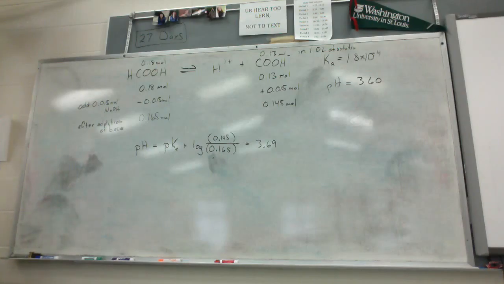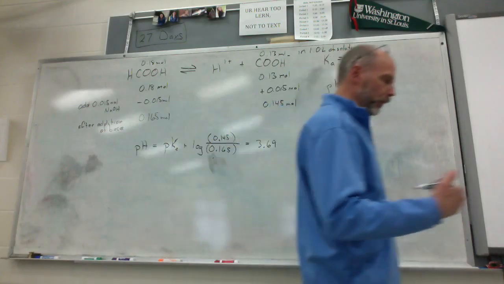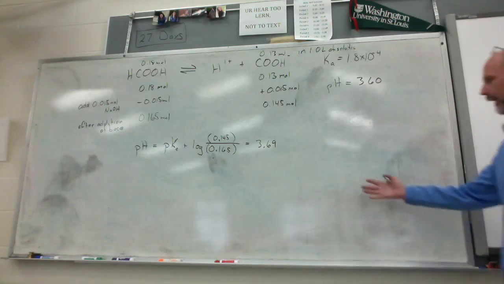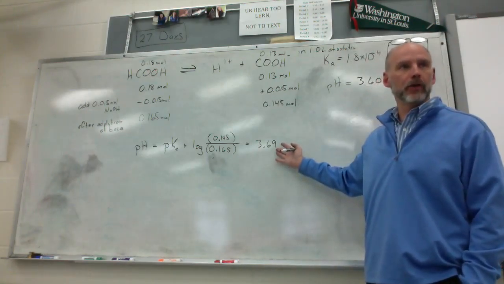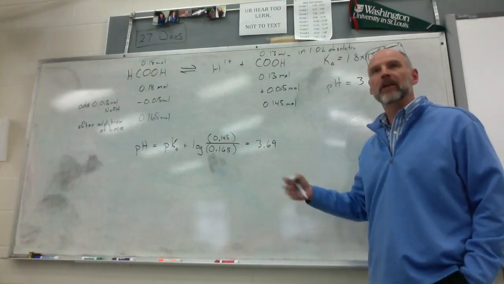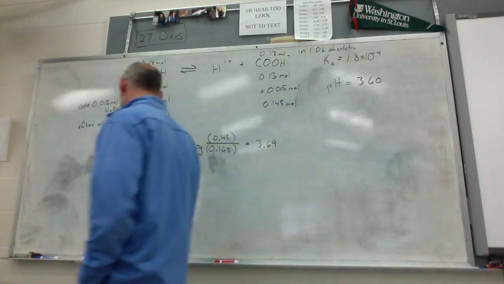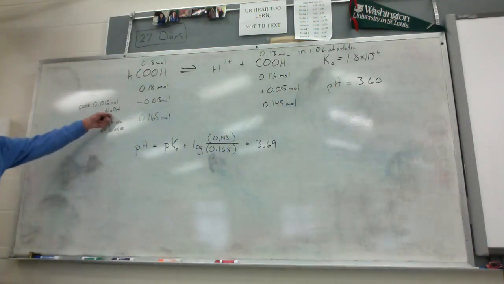Here's an interesting question though. We just said that a buffer system would try to maintain a pH as closely as possible. It went up by 0.09 of a pH unit. Okay, is that significant or not? Well, let me ask you this question. What did we add to this? Sodium hydroxide, a strong base.